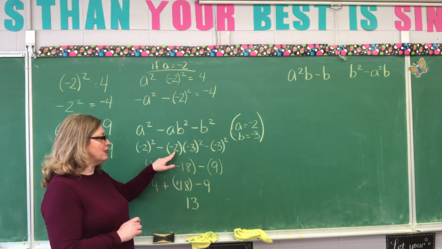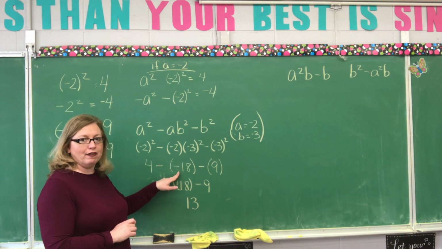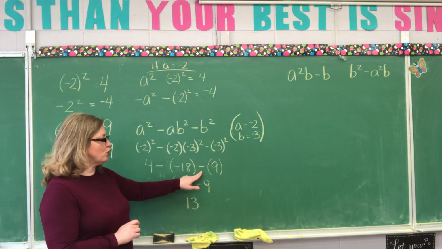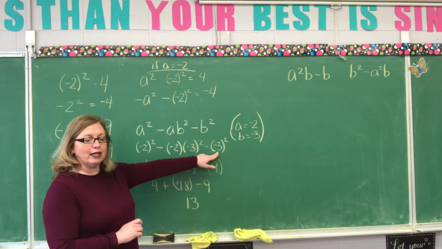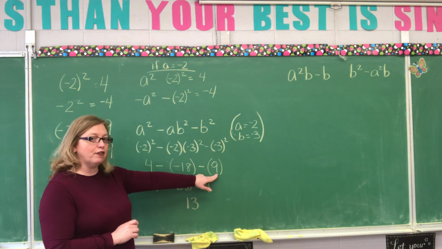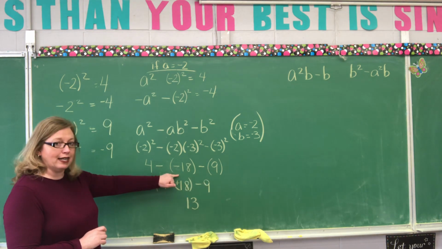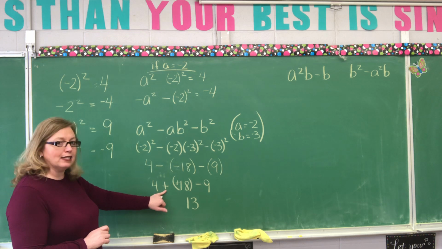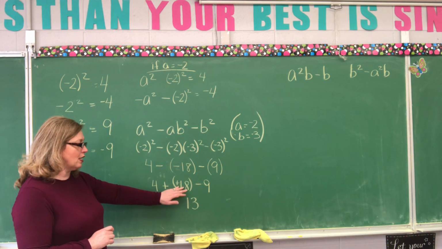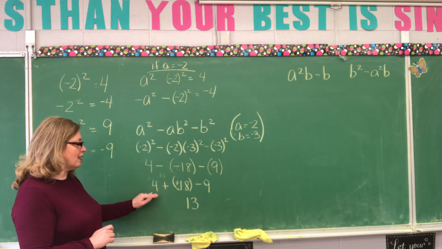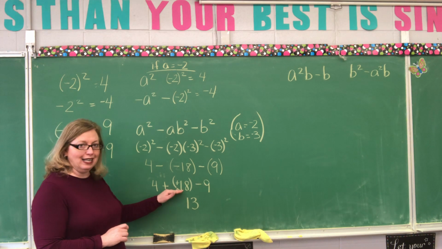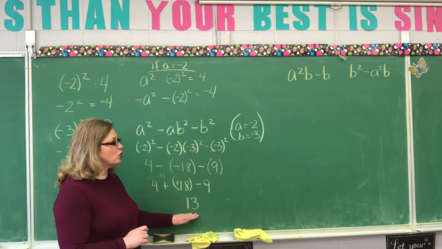+9 times negative 2 is negative 18. Bring down your subtraction sign, and negative 3 times negative 3 was a positive 9. Now here's where we had to change our signs because I cannot subtract a negative number. So I put a positive sign, and I changed this sign to positive as well. So I say 4 plus 18 minus 9 is 13.